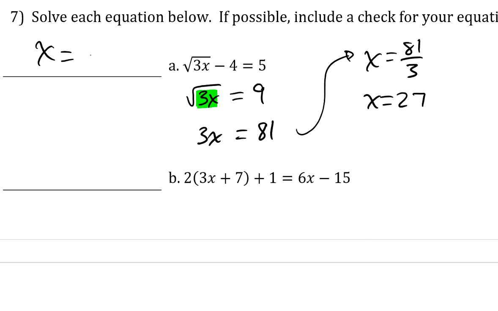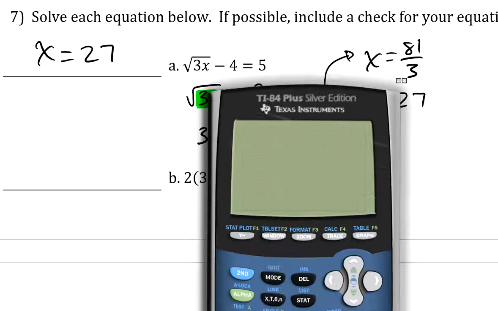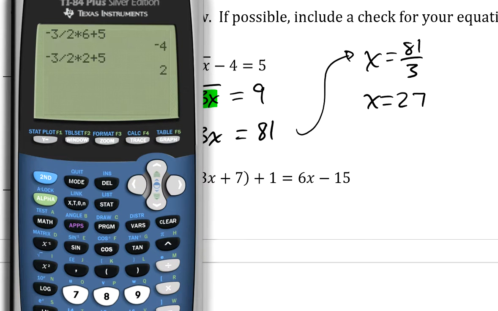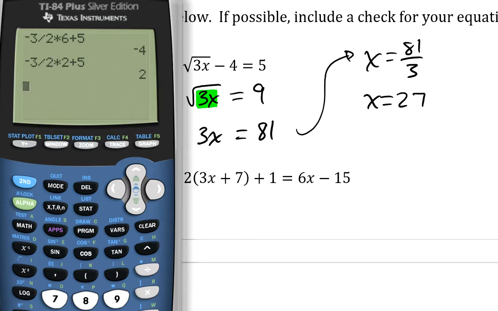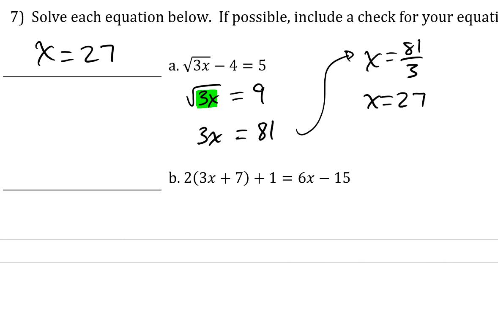So x is 27. And please, this takes literally seconds. If I grab my calculator, I'm going to go the square root of, so I'll open up the square root symbol, and I'll go 3 times 27. I will leave the radical, and I'm going to subtract the number 4. And when I press equals, this better say 5. And it does. So x is absolutely 27. The square root of 3 times 27, and then minus 4 does indeed equal 5.